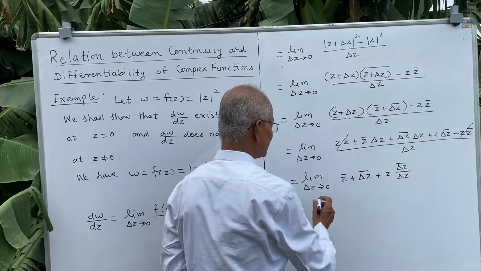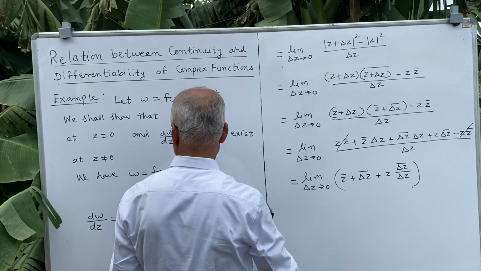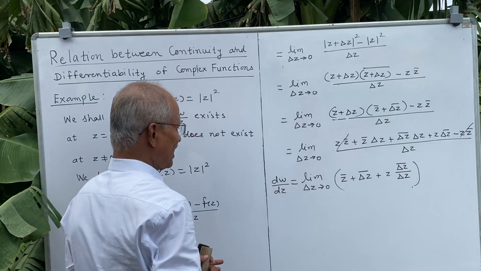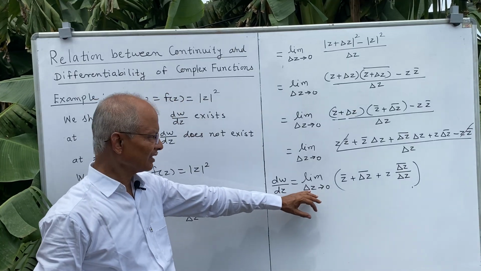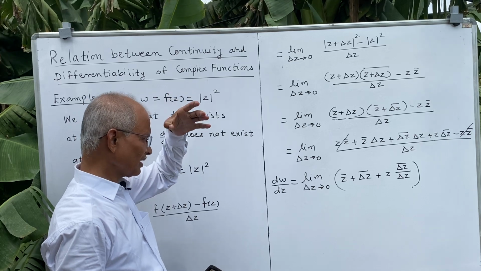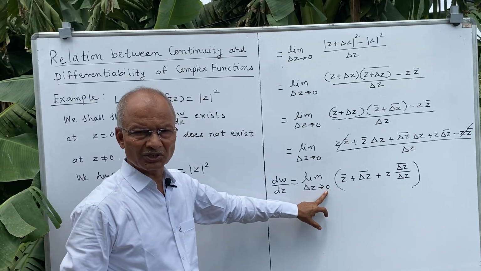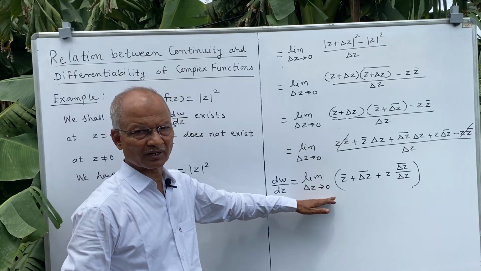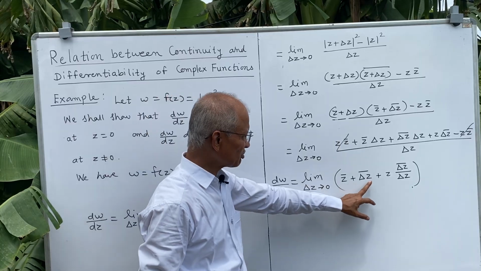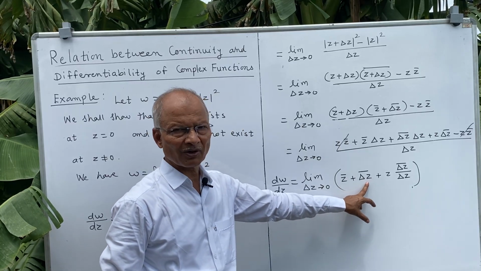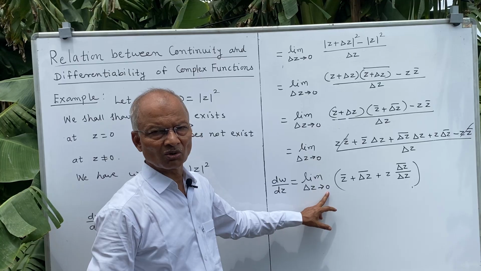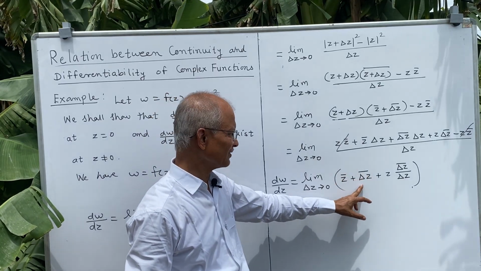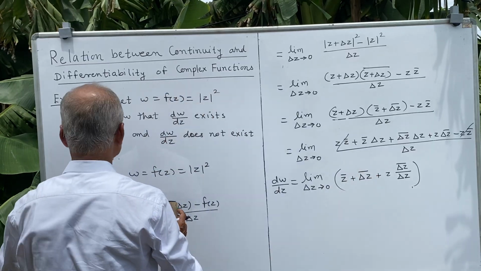So, thus this is the derivative dw by dz. And now we want to find this limit as delta z tends to 0, and we know delta z tends to the origin in any manner and not in a particular direction. But what happens here is that the conjugate of delta z over delta z will be different when delta z tends to 0 along the real axis and when delta z tends to 0 along the imaginary axis. So, this has different values. That we shall state first.